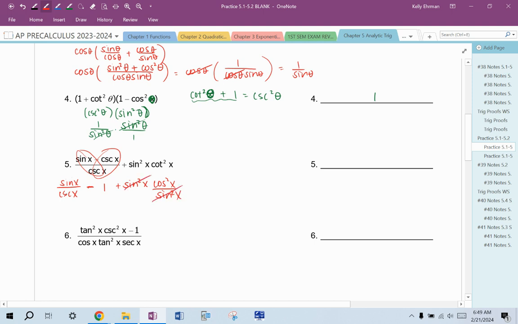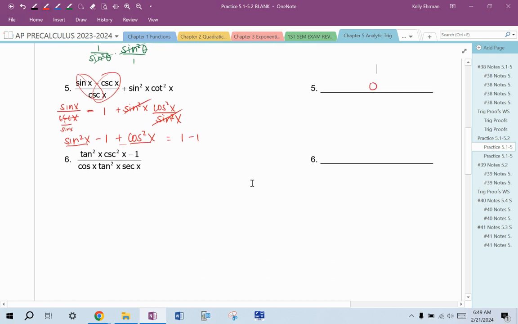Sine over cosecant, remember cosecant is 1 over sine. So instead of sine over 1 over sine, you can multiply that. Sine times sine over 1 is sine squared x, minus 1, plus just cosine squared x. Sine squared plus cosine squared is equal to 1, and 1 minus 1 is equal to 0.